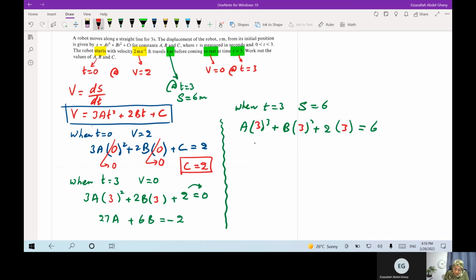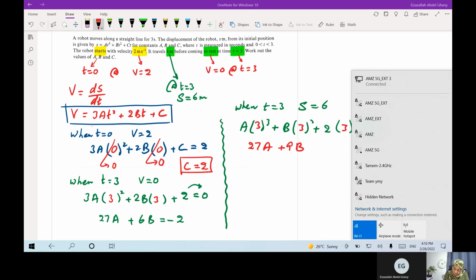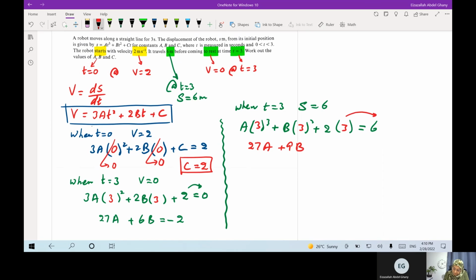Now, 27a plus 9b is equal to 6 minus 6, which is 0. Now you have equation number 1, equation number 2. Of course, we can solve by calculator mode 5.1, but we have to show the method. To gain the accuracy mark, you have to show your method, not just use the calculator. But if you just subtract, it's nice and easy.